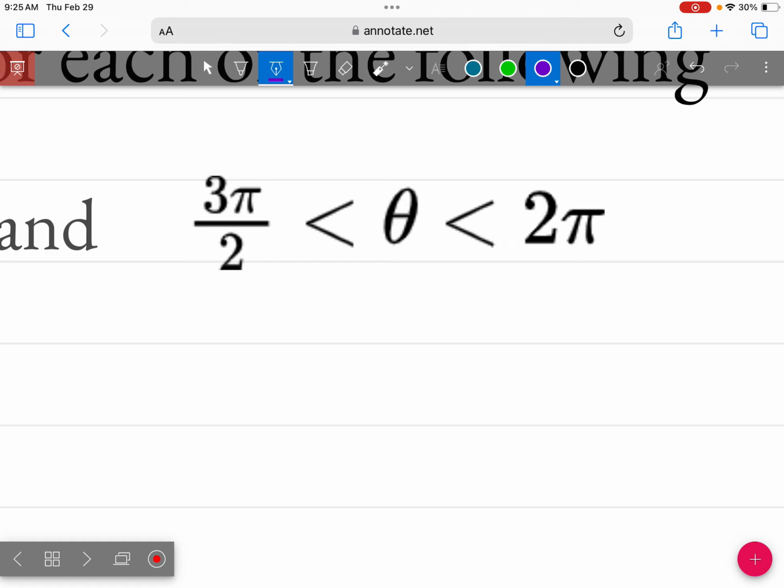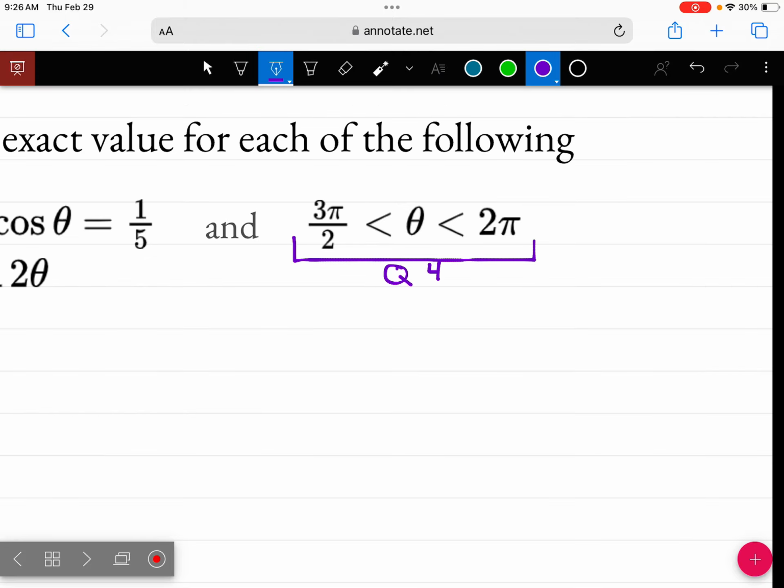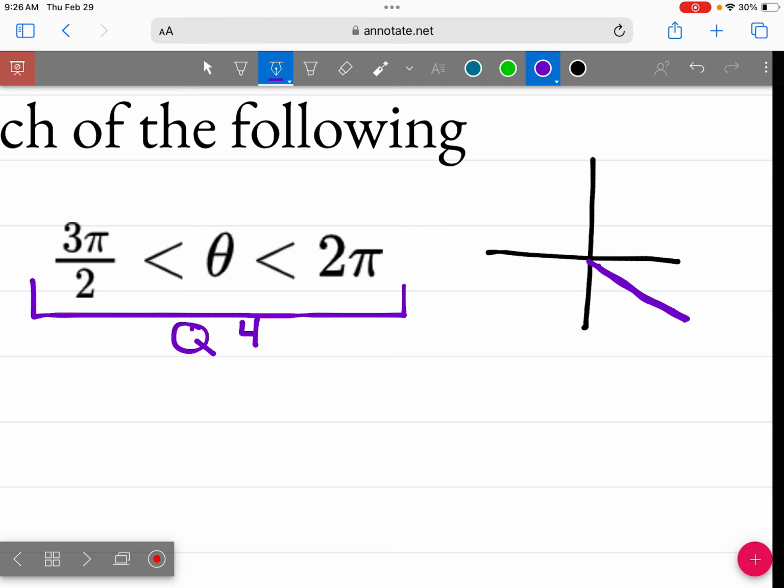All right, let's look at this one. So we've got cosine theta is 1/5, and we've got 3 pi over 2 is less than theta, which is less than 2 pi. So what quadrant are we in? 4. So if we draw this angle, we know it's somewhere down here. And I just tend to draw it acute with the x-axis just because it makes it easy for us to do stuff with.